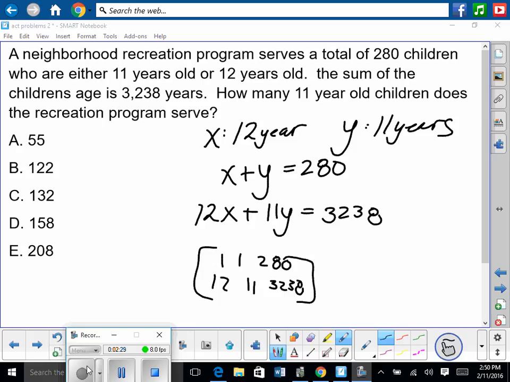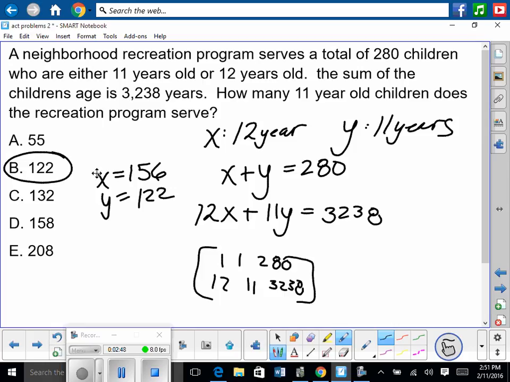And so you get, did you say error? Did it say error for you? No. What did it say? 158, or x equals 158. X equals 158, and X was 12-year-old boys, or girls, boys or girls. And then Y is 122. So guess how many 11-year-olds we have? 122.